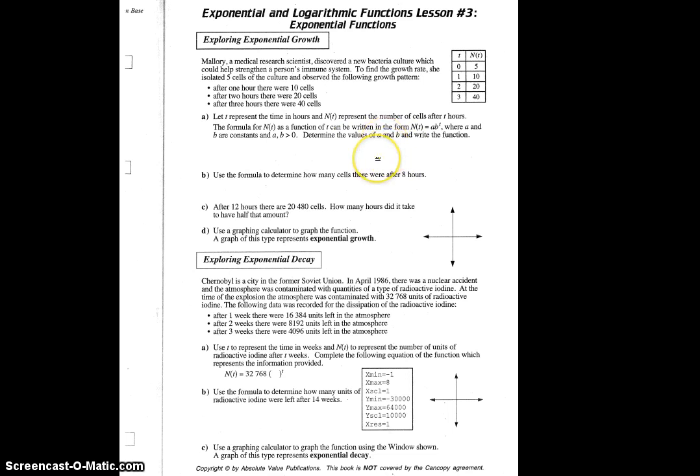So I'm going to jump around here and there, but this is an example of a real-life exponential growth situation where bacteria is essentially doubling every hour. Okay, so it's growing. And then an exponential decay example would be Chernobyl with the nuclear accident, and radioactive material was spilled, and the amount of radioactivity units left in the atmosphere after 1 week, 2 weeks, 3 weeks was basically half of what it was the week before. So those are an example of exponential growth in which it grows and decay.